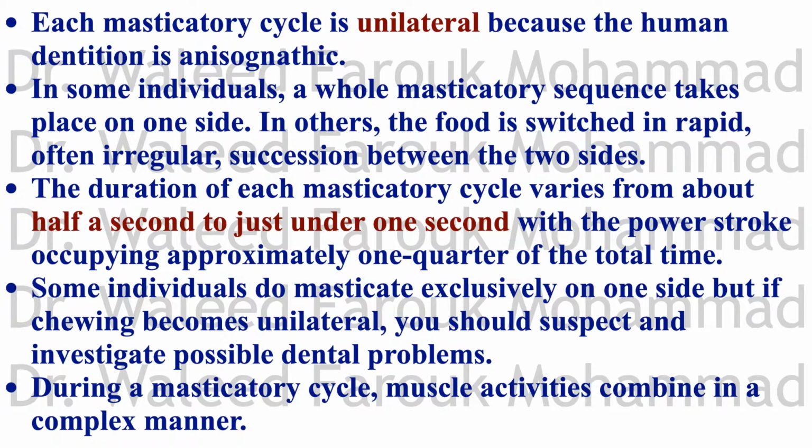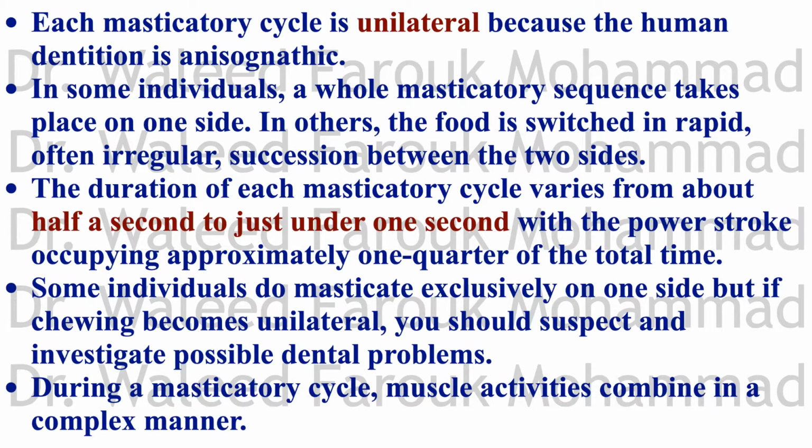Now, due to anisognathy, the masticatory cycle is unilateral. We said we can chew only on one side. In some individuals, the whole masticatory sequence takes place on one side. In other individuals, the food is switched in rapid, often irregular succession between the two sides.